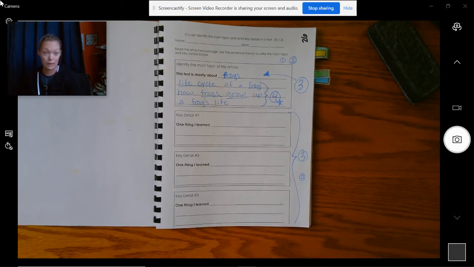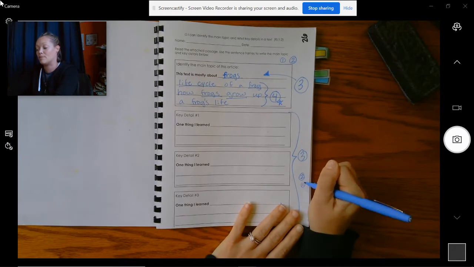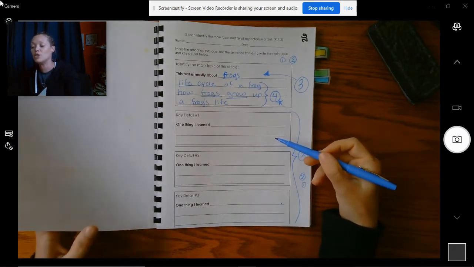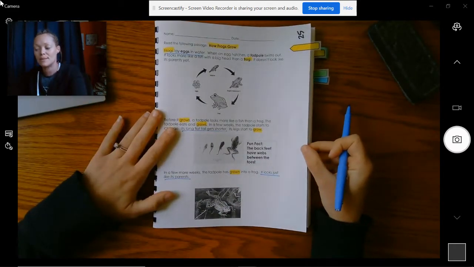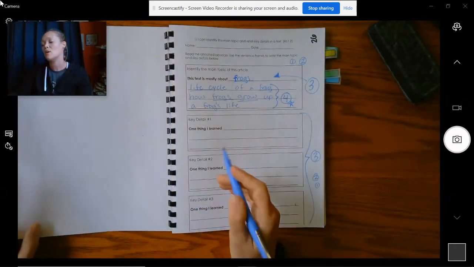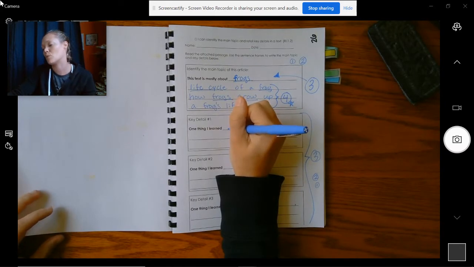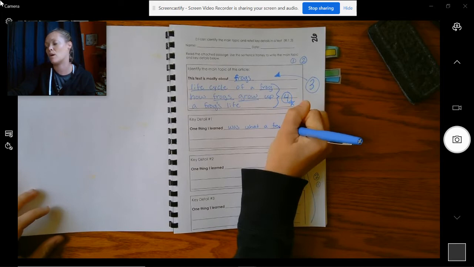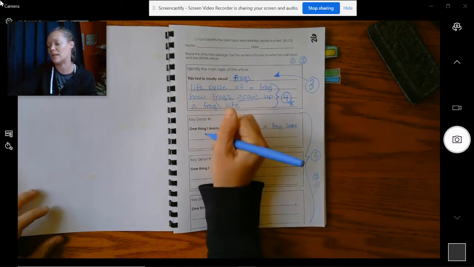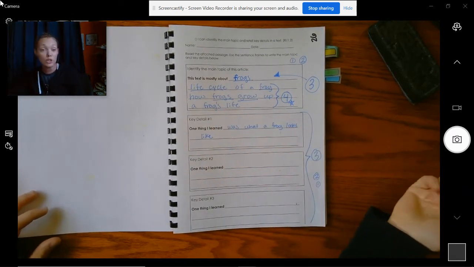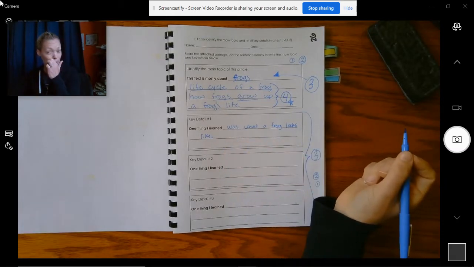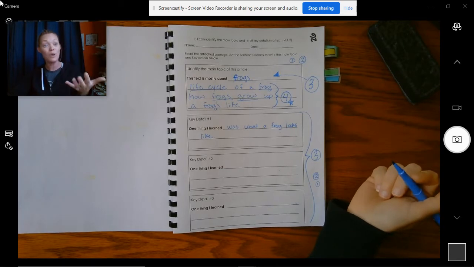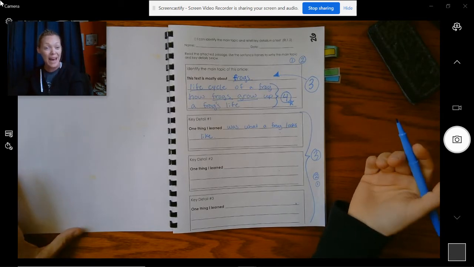If you didn't come up with anything, that would be a 1. Now I'm going to talk to you a little more about a 2. I noticed that some of my friends said things like, one thing I learned was what a frog looks like. Which you probably did learn that. But what is the fact you're telling me? You have to actually tell me what it is that you learned, what fact it was.